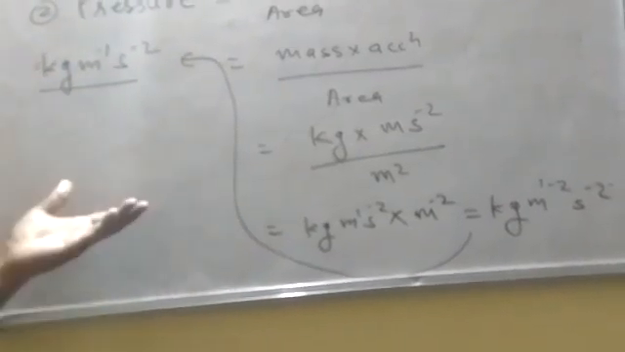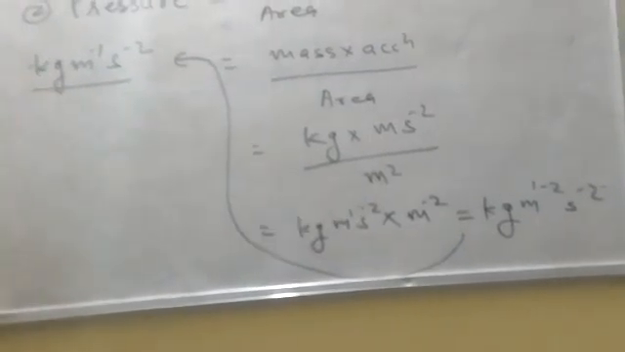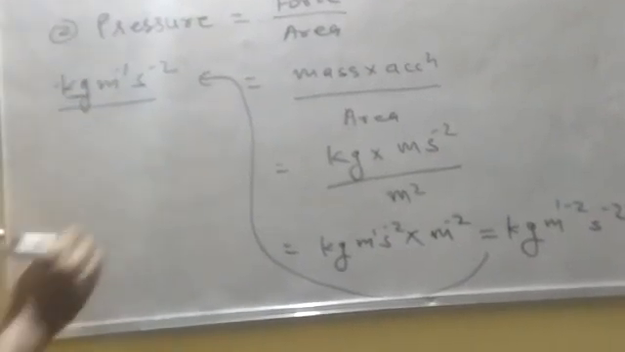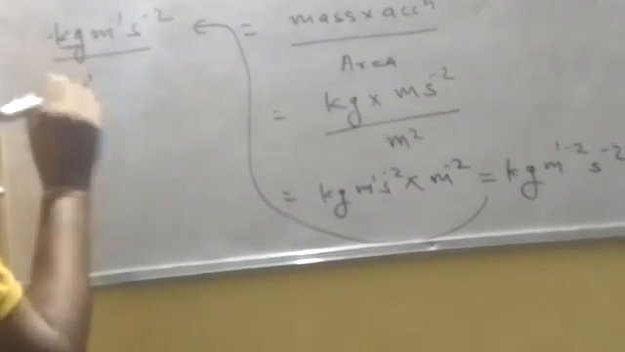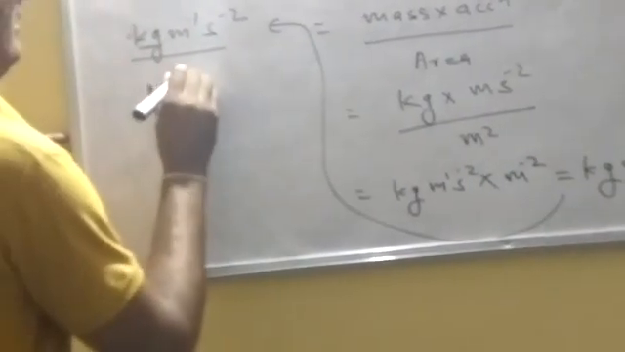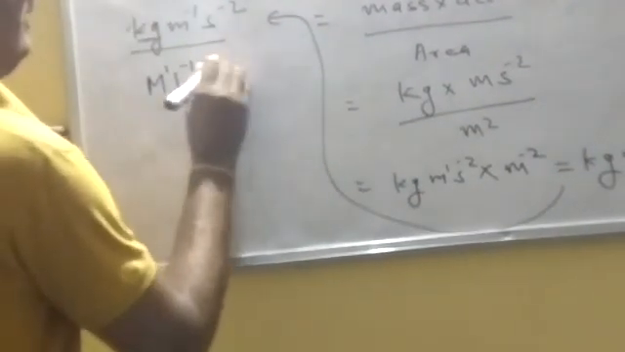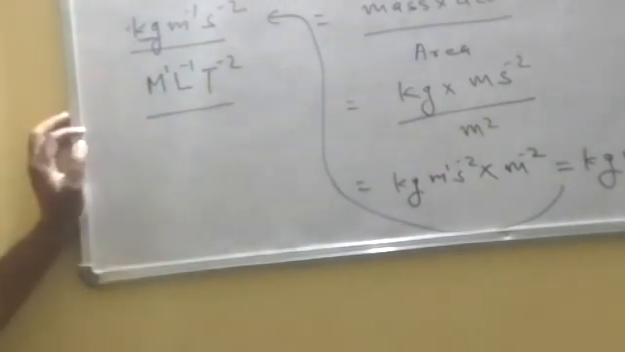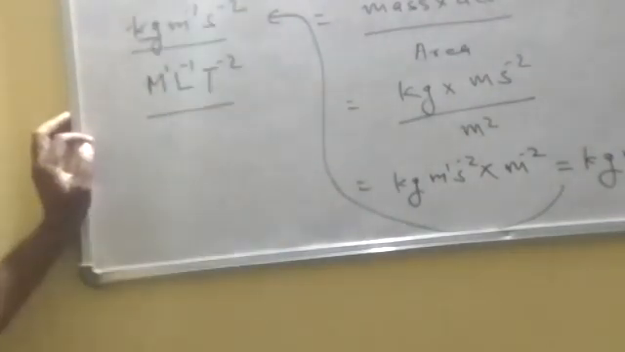Now we have to convert this MKS unit into the dimension formula. For kg, it is mass. So for mass we take capital M, M^1. Now meter is a length, so we take capital L, that is L^-1. Second is the time, so T^-2. So M^1 L^-1 T^-2 is the dimension formula for pressure.